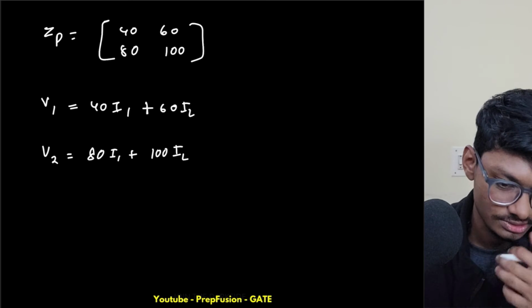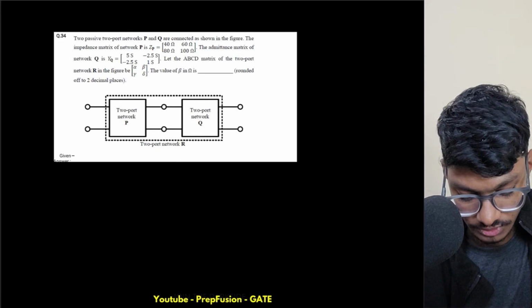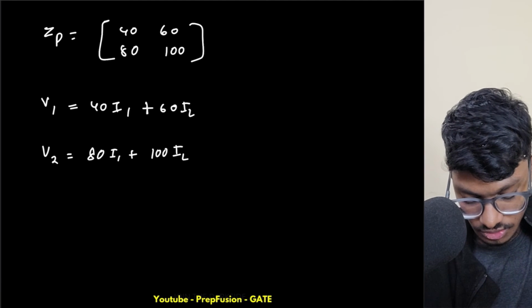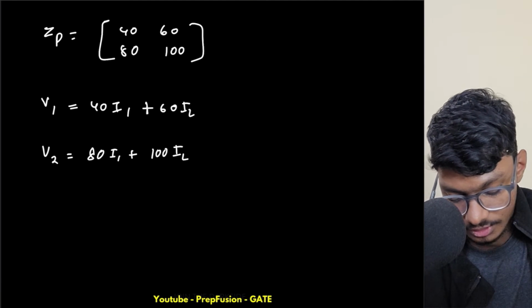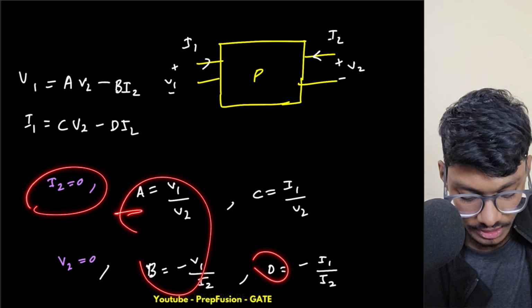This question was difficult because it was a NAT question and you didn't have options to check against. So definitely this question was lengthy and difficult. Now you have to find A, B and D. For finding A, you make I2 0.